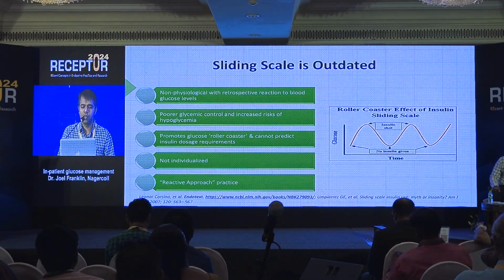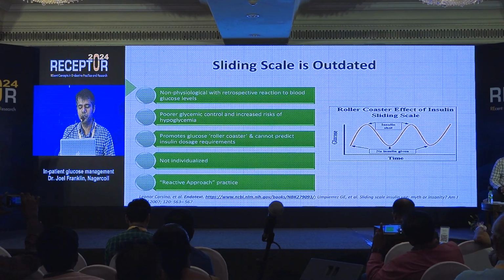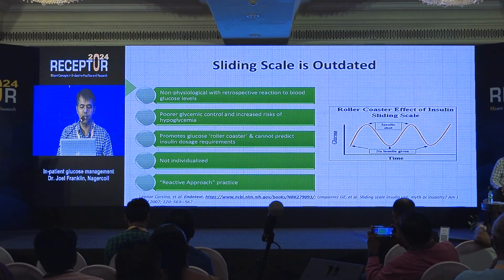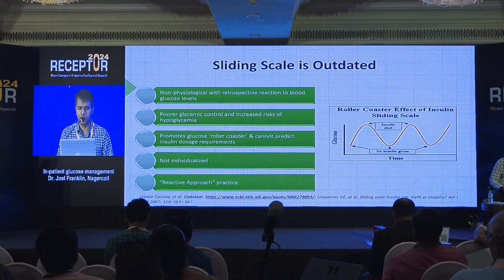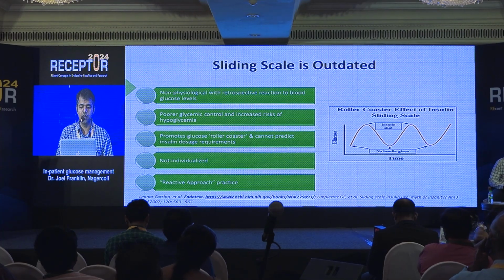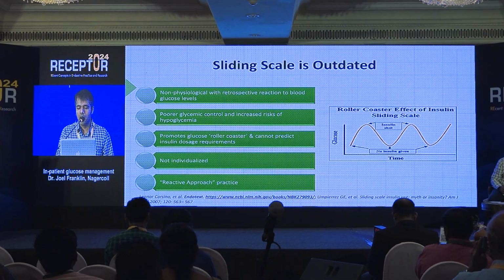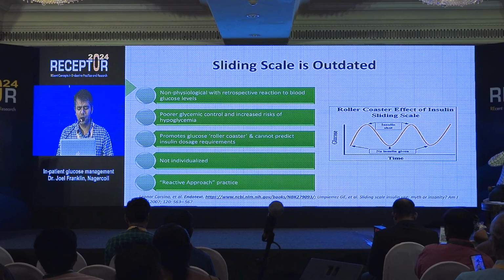So next is whether to use the sliding scale or not. Actually, sliding scale is an outdated thing. Why? Because it's a non-physiological way with a retrospective reaction to blood glucose levels. There is poor glycemic control and increased risk of hypoglycemia. It promotes a glucose roller coaster, cannot predict insulin dosage requirements, and is not individualized. So basically, you're adding fuel to the fire.